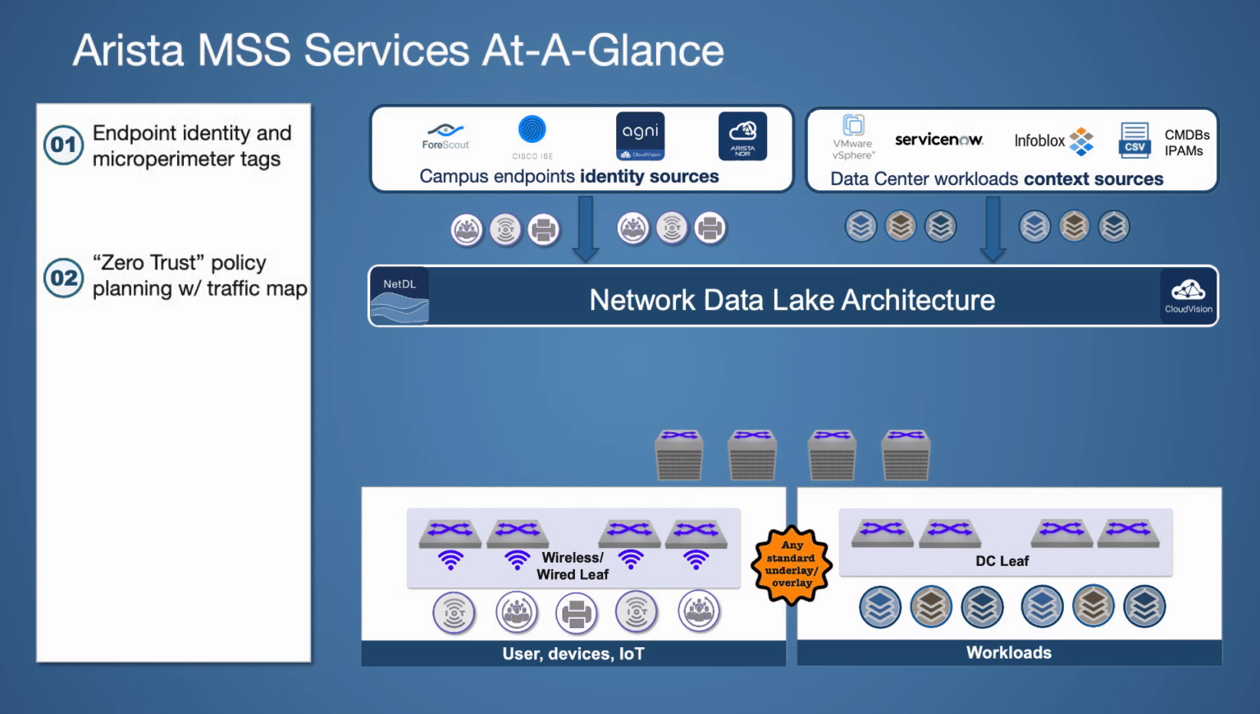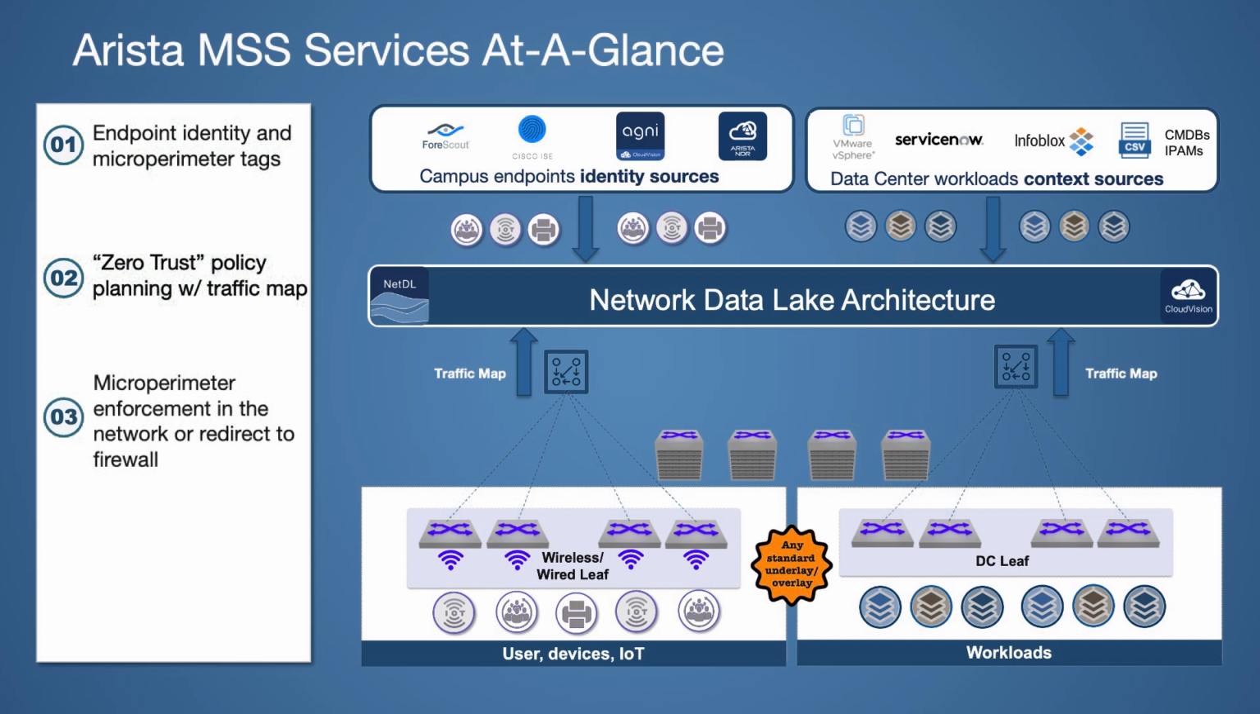Second, once the identity of all the endpoints is stored in the CloudVision network data lake, the next step consists of defining the zero trust policy. And MSS aids the process by building an extensive traffic map of all the communications in the network. So the user can define the policies to explicitly allow the traffic that is deemed trusted in the network.